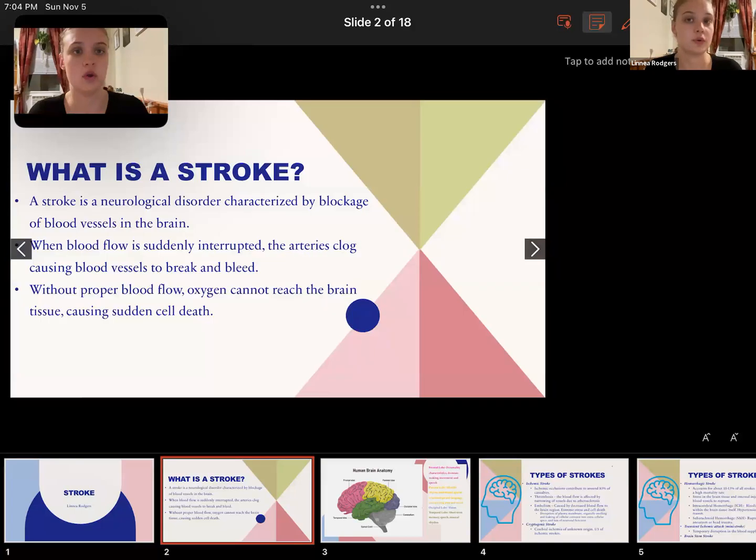What is a stroke? A stroke is a neurological disorder characterized by a blockage of blood vessels in the brain. When blood flow is suddenly interrupted, the arteries clog, causing blood vessels to break and bleed. Without proper blood flow, oxygen cannot reach the brain tissue, which causes sudden cell death or necrosis.